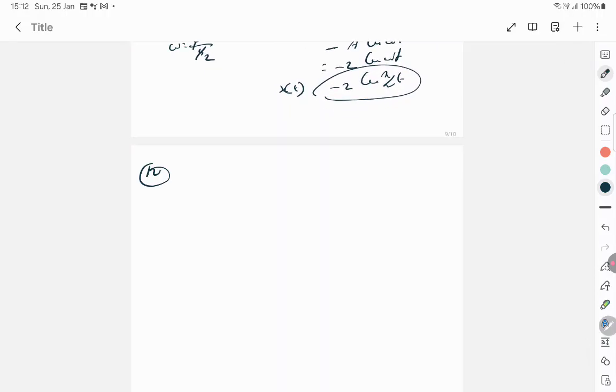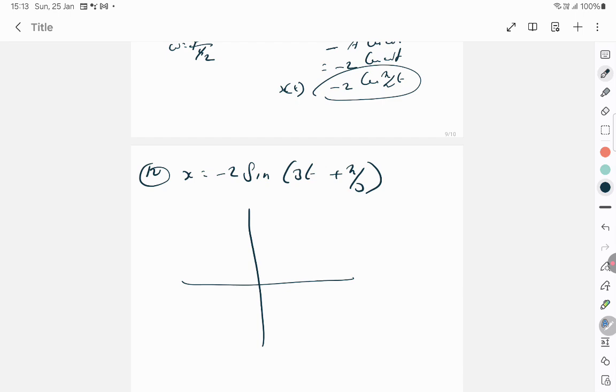Let's go to the 12th question. It says x is equal to minus 2 sine of 3t plus pi by 3. Plot the corresponding reference circle of each of the following simple harmonic motions. Indicate the initial point, radius, angular speed. Sense of rotation may be fixed as anti-clockwise in every case. So they're asking us to keep the sense of rotation anti-clockwise in every case.